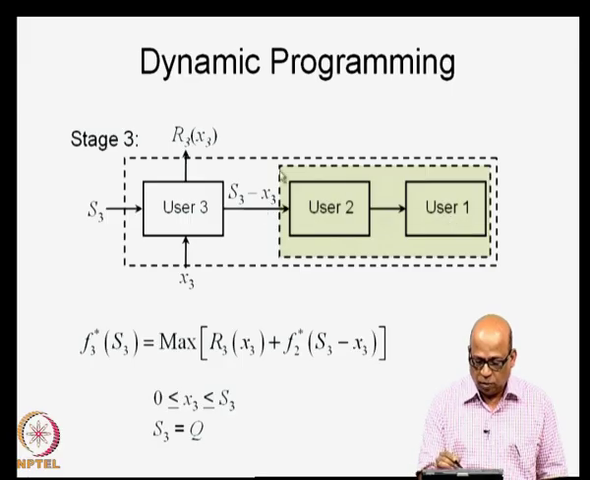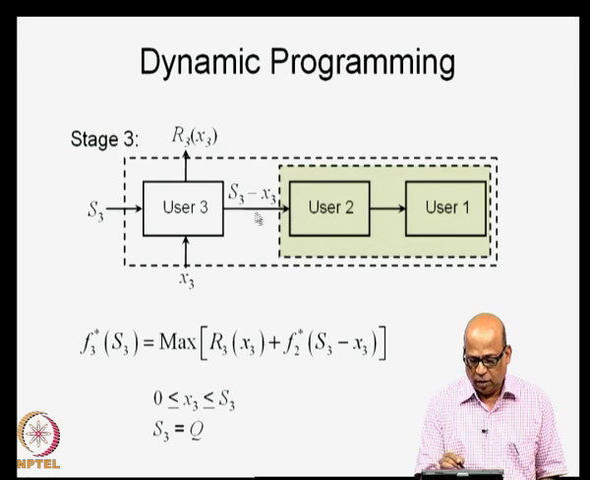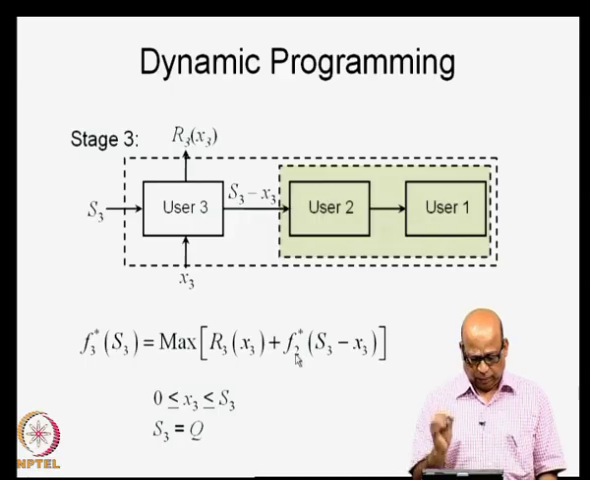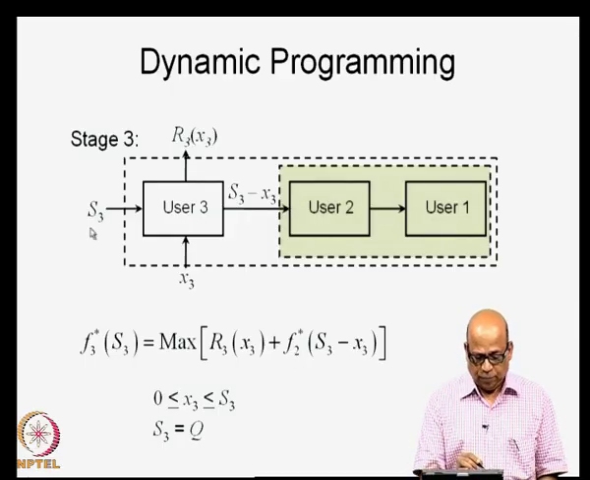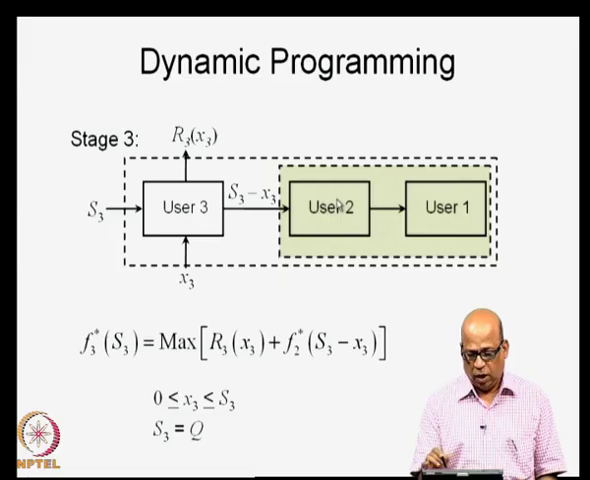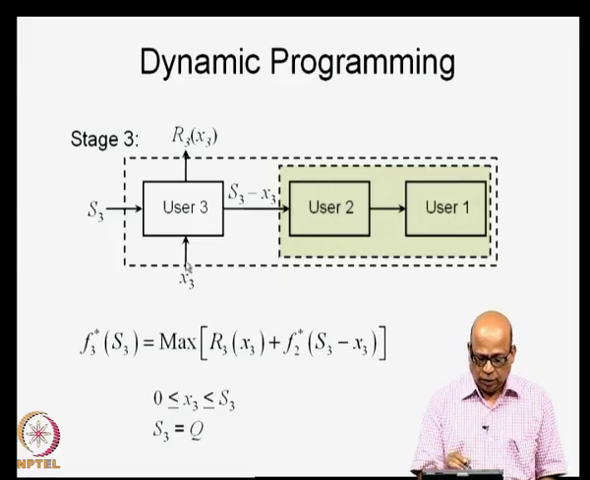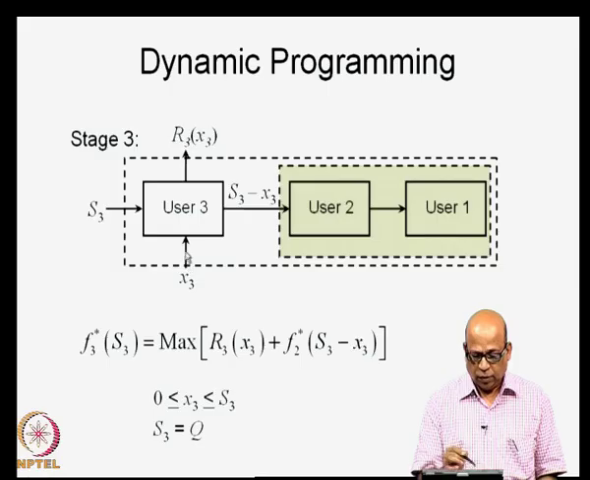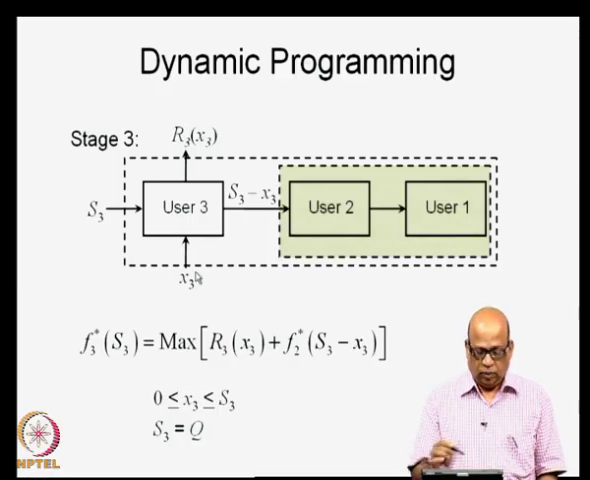So, we have already solved at stage 2 for the amount of water available S2 here. We know how much optimal benefit we get. So, at stage 3, we are asking the question: if S3 is available for allocation to user 3, user 2 and user 1 together, how much should I allocate to user number 3 such that the total returns that you get out of this full system is maximized. And that is what we write as a recursive relationship.